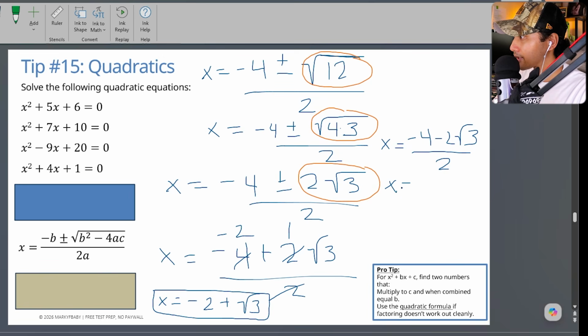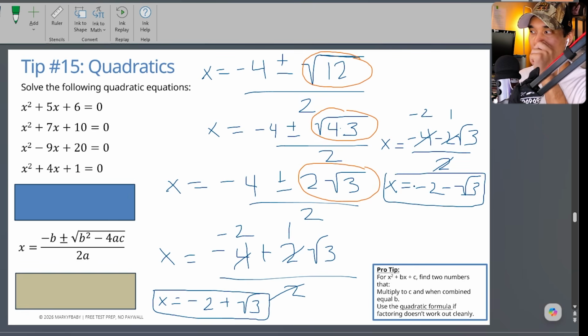And then we go x equals and then just simplify. And this is -2. This has become a -1 now. So it's going to be -2 minus square root 3. And those are our two solutions.